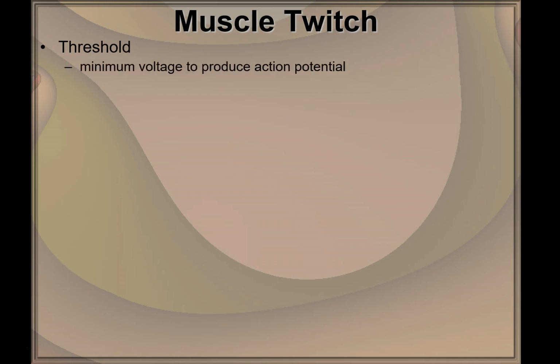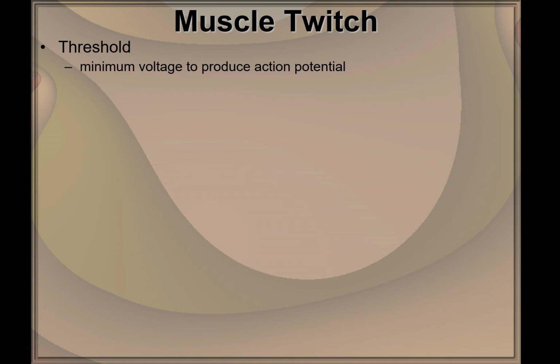All right, so now we get into muscle twitch. Muscle twitch, we're going to have this threshold. It's a different type of threshold, but threshold nonetheless. Basically a minimum that we have to have hit to get a reaction. And for muscle twitch, it's the minimum voltage needed to produce action potentials.